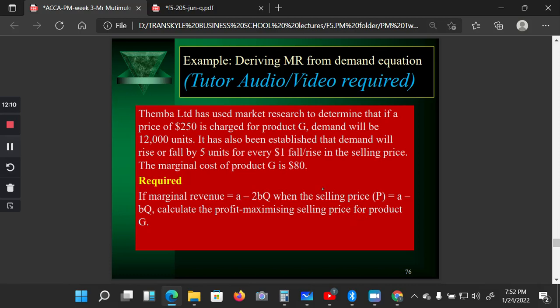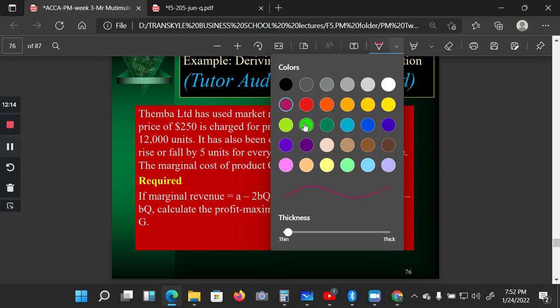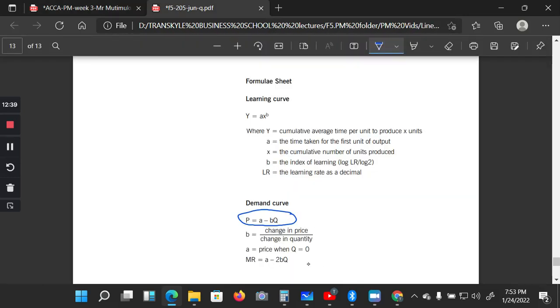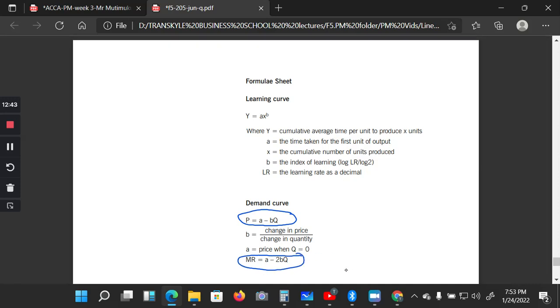And like I said, these equations should not worry us. They are given in the exam. Our examiners are very generous. Look here. MR is equal to A minus 2BQ. P is equal to A minus BQ. You see, they are given in the exam. Do not worry.